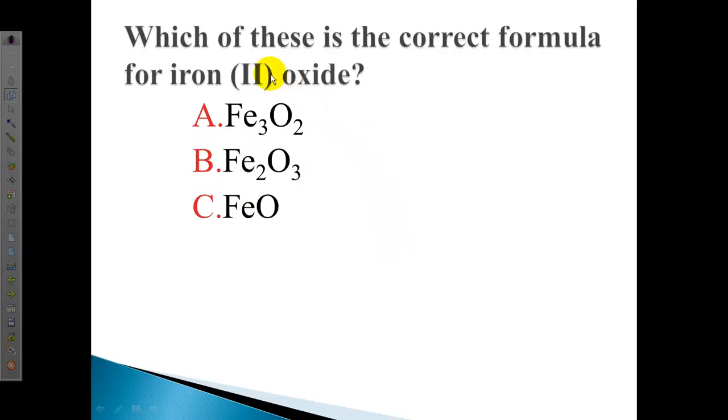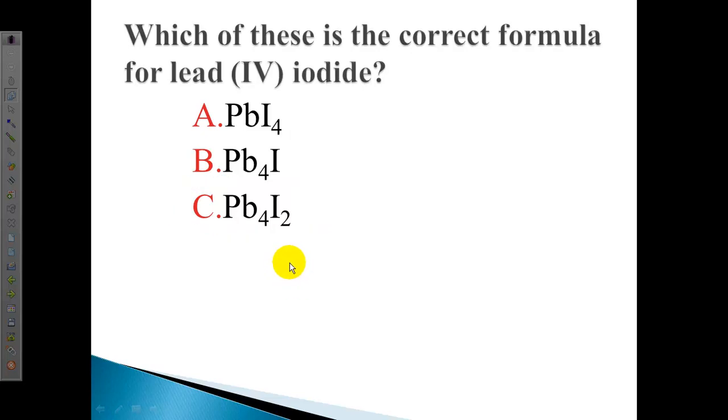Iron 2 oxide. The 2 was the oxidation state of iron, so it's Fe +2. Oxygen is -2. What do you notice about +2 and -2? You don't need to write Fe2O2. You can just simplify it to FeO. You just need one of each. Okay, lead 4 chloride. Again, the 4 is the oxidation state of lead, so you would write a +4 up here. Iodide has a -1, and when you crisscross, you get letter A.